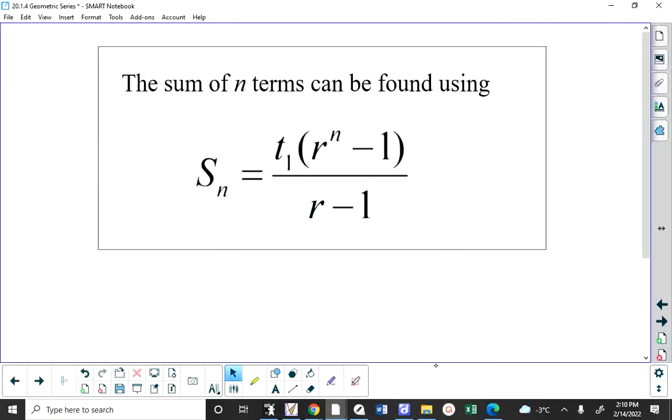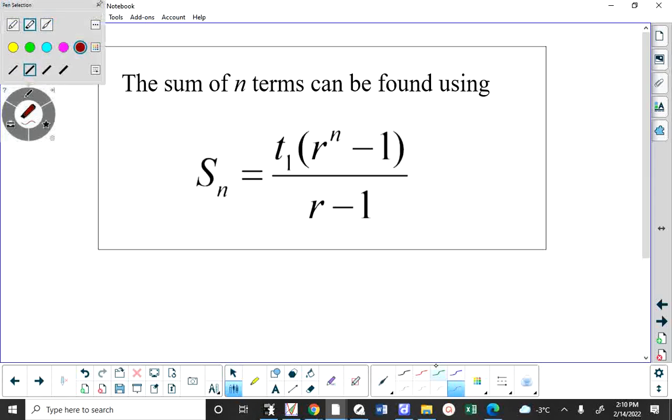I'm not even going to begin to attempt to explain where this comes from, okay? I wouldn't even know where to begin. And that isn't an insult to you, it's just very complicated, okay? What does this say? First of all, I need you to note that in the brackets here, we have r to the n minus 1, okay?